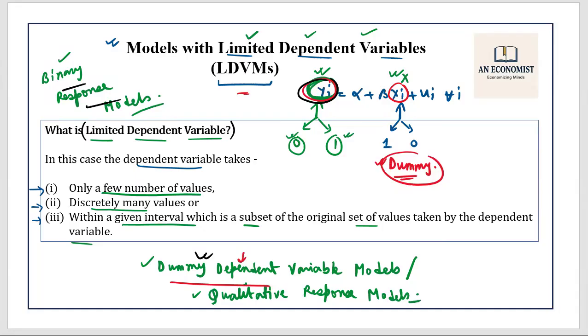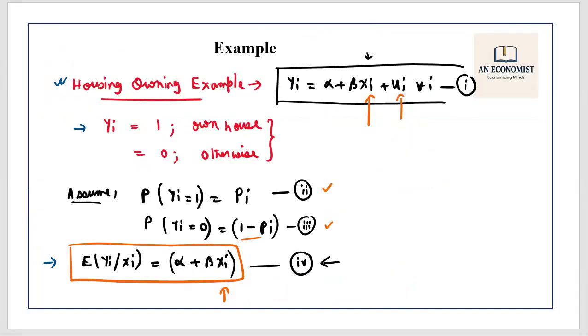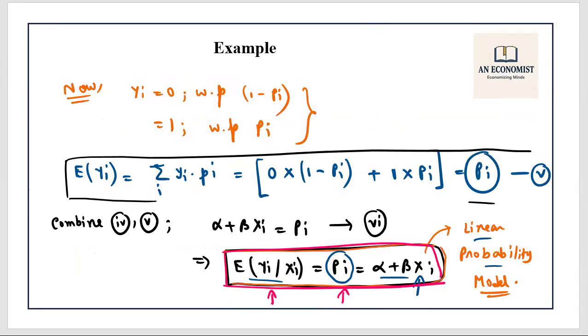This is the concept we have done, and then we understood it with the help of an example. I gave you the house ownership example, where the dependent variable takes the value 1 if the person owns a house, and 0 otherwise, if the person does not own the house. Then how do you formulate the model? The final formulation was like this: the conditional expectation of the dependent variable, yi given xi, is exactly equal to the probability pi, in a linear fashion. If this probability is related in a linear fashion to the explanatory variable xi, that is why it is known as the linear probability model, right?